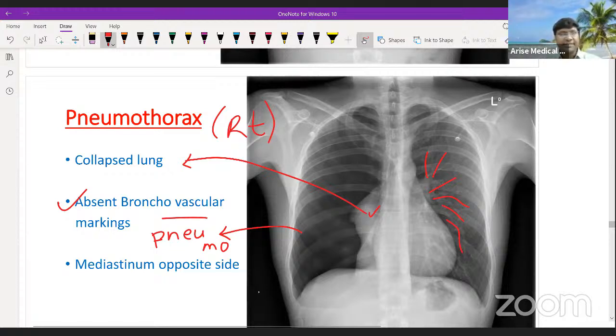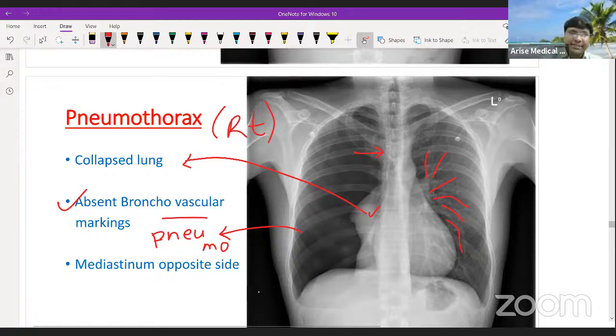And the third finding in this chest X-ray is that whichever side the pneumothorax is on, the mediastinum is shifted to the opposite side. You see this trachea, it is pushed to the opposite side. So in pneumothorax, you have a collapsed lung, absent bronchovascular markings, and third, the mediastinum is shifted to the opposite side.